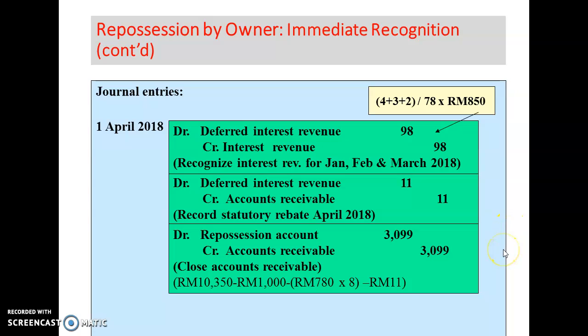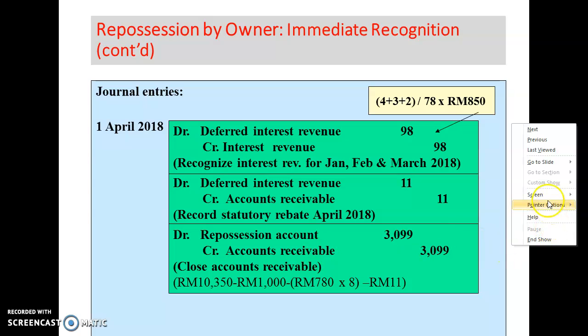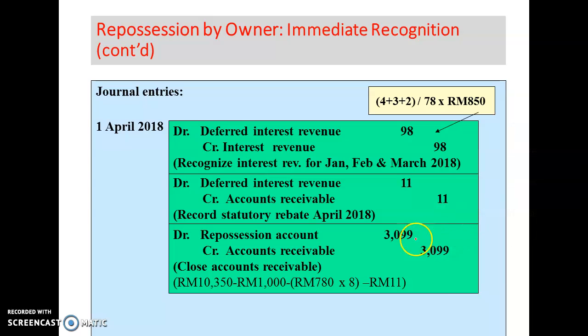Okay, let's continue. So just now I mentioned that we need to open up the repossession account. As you can see here, we're gonna close the account receivable. So account receivable balance is 3,099 ringgit. And how do we get this?